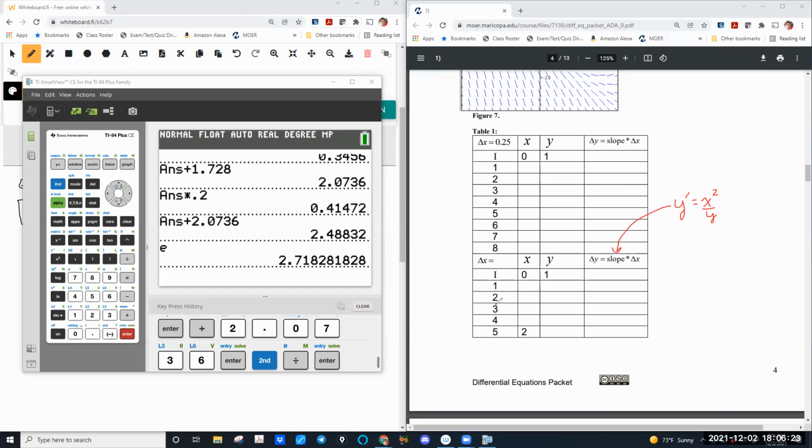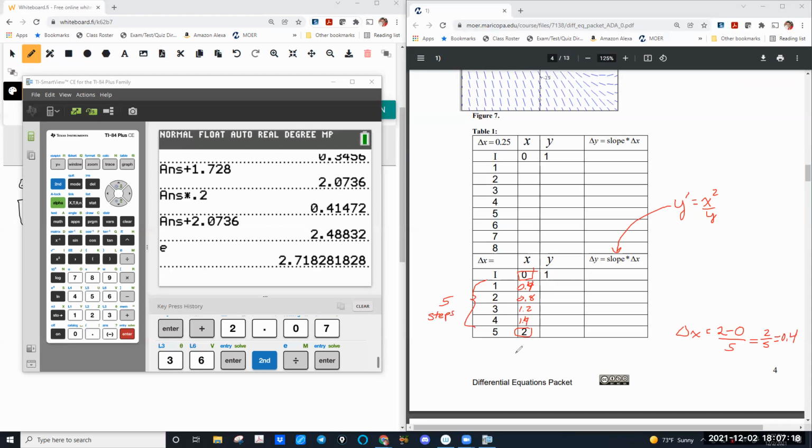So we'll do 5 steps to go from 0 to 2. Our delta x is 2 minus 0 over 5, or 2/5, or 0.4. So right off the bat, we can fill in this column: 0.4, 0.8, 1.2, 1.6. The reason it's 2 minus 0 is we need to end at 2, and we're starting at 0. So that's where the 2 minus 0 comes from, and then we had 5 steps.